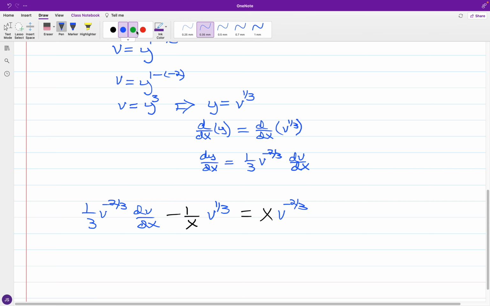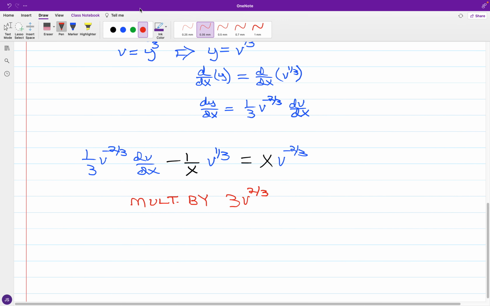over dx. So to go from 1/3 to 1, I'm going to multiply by 3, and from v to the negative 2/3 to v to the 0. So I'm going to multiply this stage of the equation by 3 times v to the 2/3. And for what is going to arise here, 3 times 1/3 is 1, v to the negative 2/3 times v to the 2/3, that is going to go to 1.